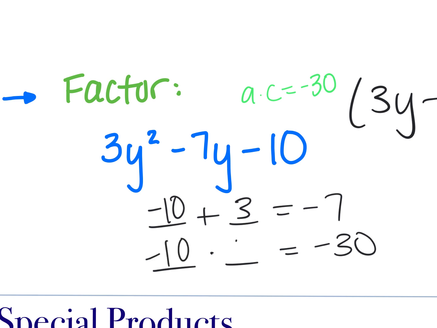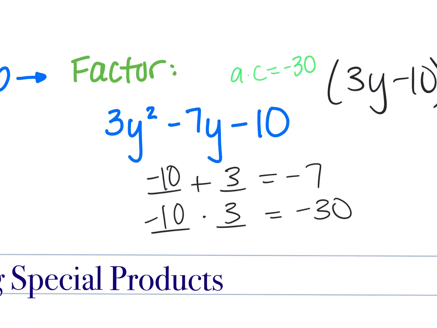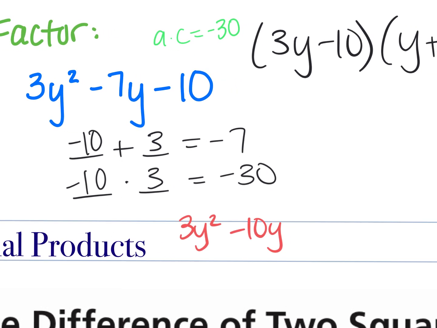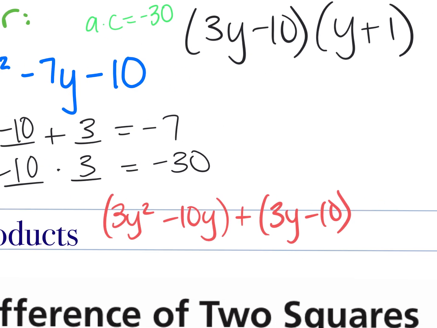Very nice, Segi. What do I do after that? And then you bring down the 3y squared from the original equation. Minus 10y. You put a y because this is negative 7y. Mm-hmm. And then parentheses around those. Plus, and then another parentheses. 3y minus 10. Excellent. Okay, keep going.